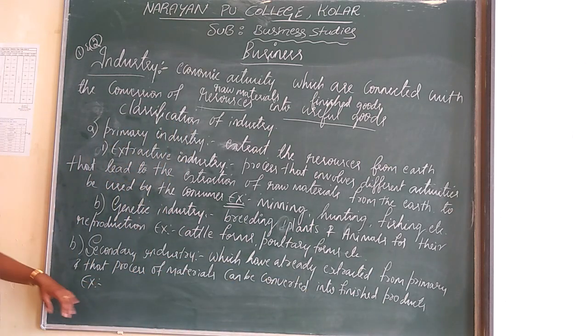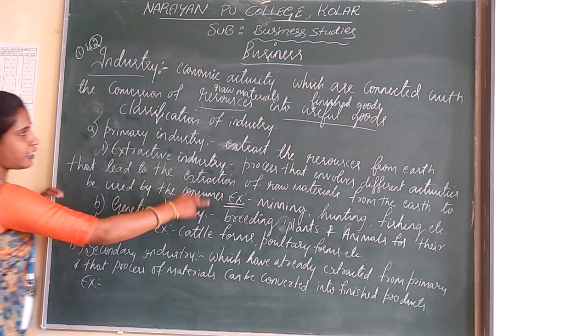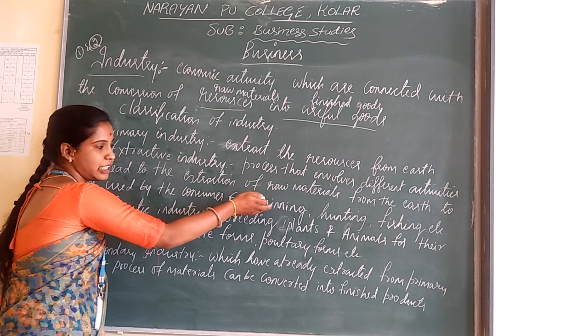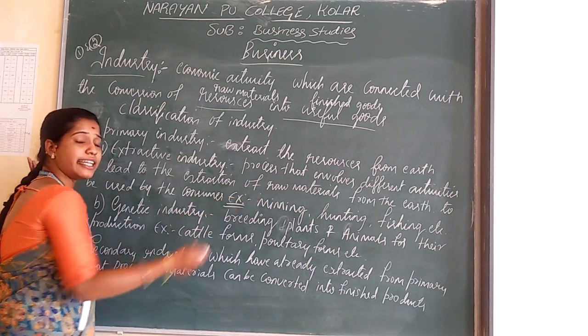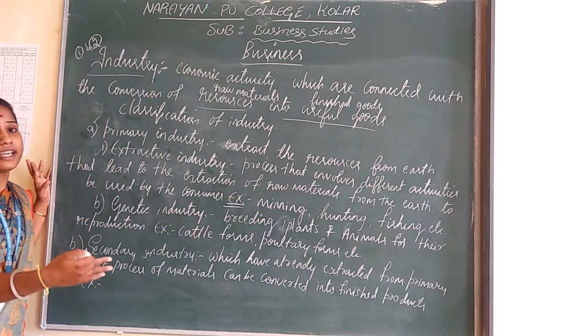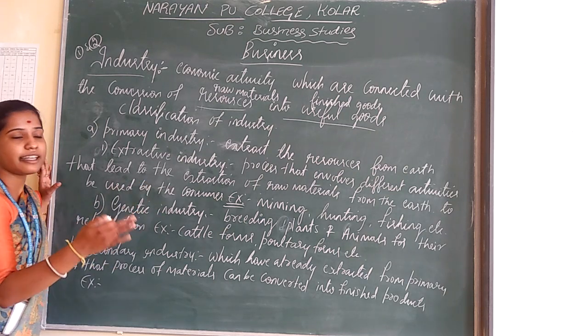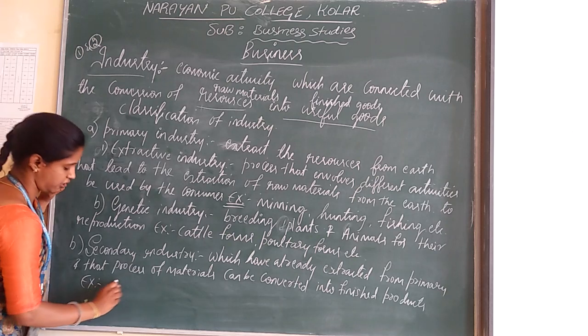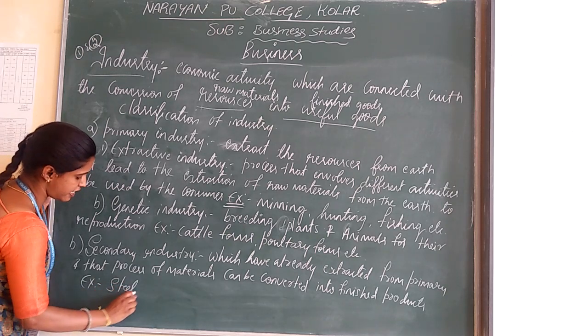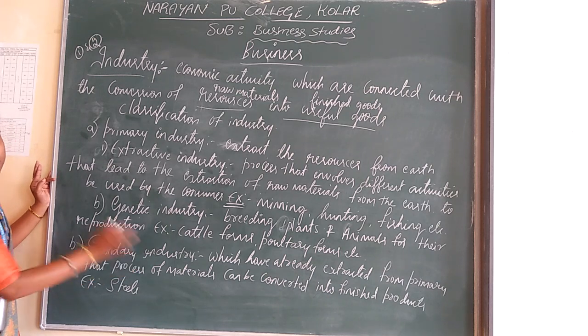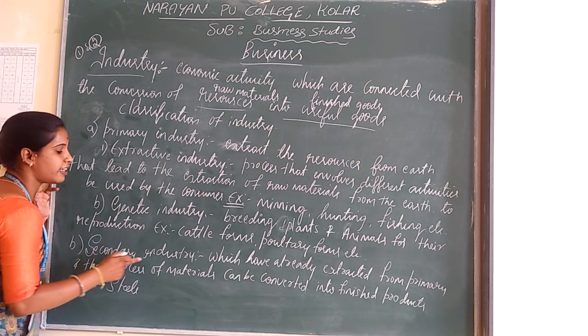For example, mining. In the first part, in the primary industry, they extract raw materials from mining. That mined ore can be converted into iron. That means they shape the iron, which may become steel. This is the best example for secondary industry. So what is the meaning of secondary industry?